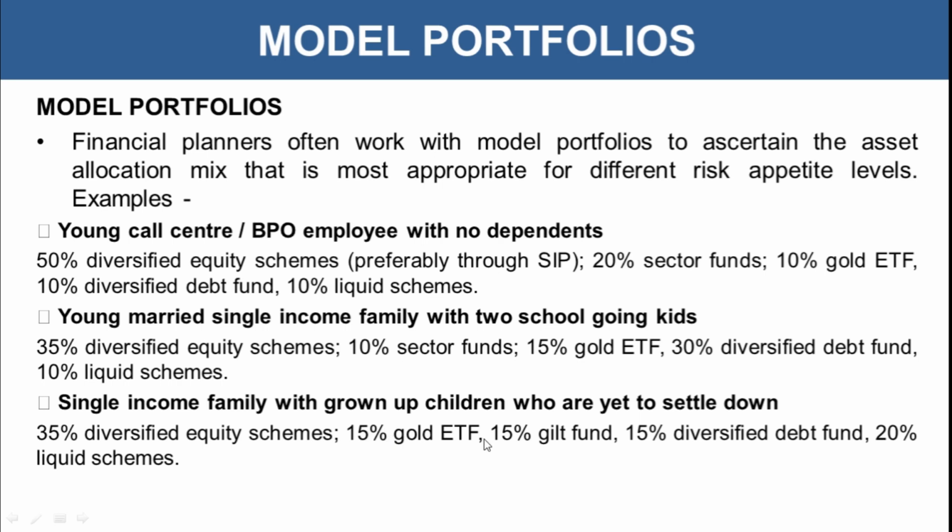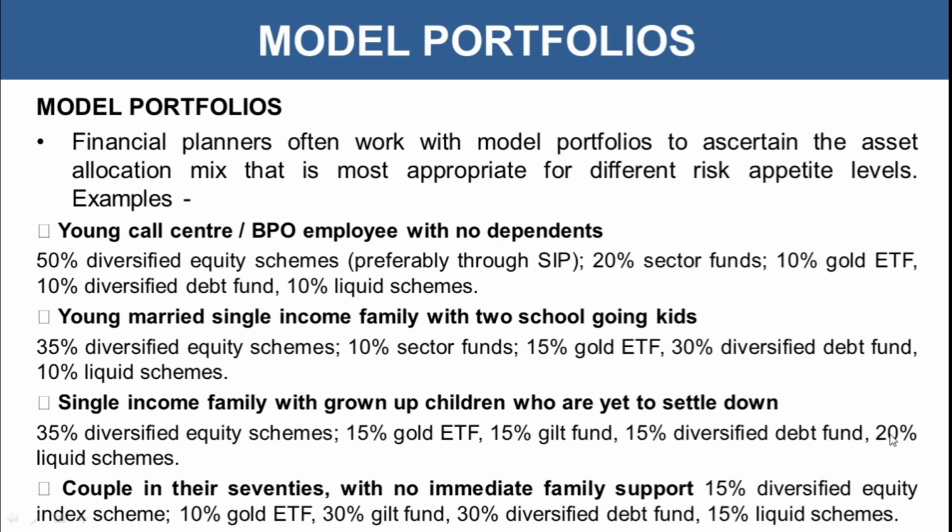So 15% in gold ETF, 15% in gilt fund. Gilt funds are the most safer instrument. So at this point of time, when your children have to settle down, when your financial goals are coming nearby, you are investing in government securities which are very much safe, so that your money could be safe and can be utilized when the goals come nearby. 15% in diversified debt fund, 20% in liquid schemes.